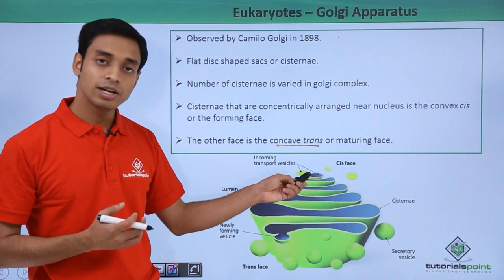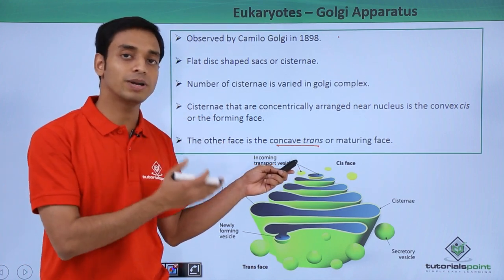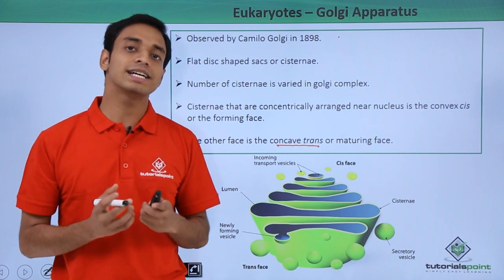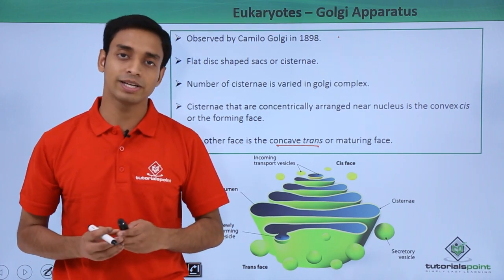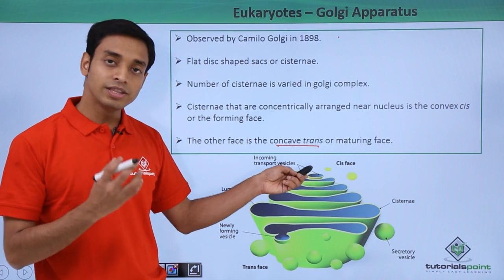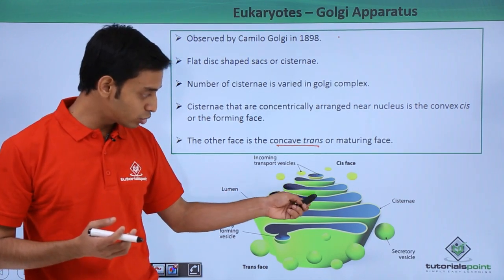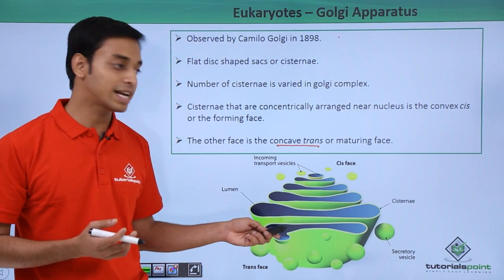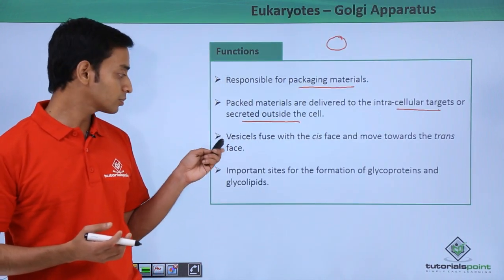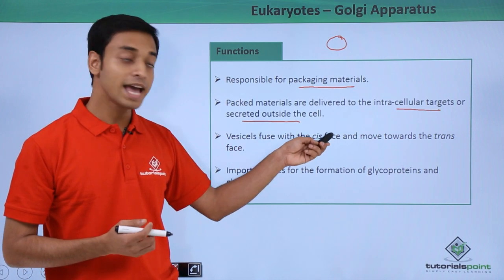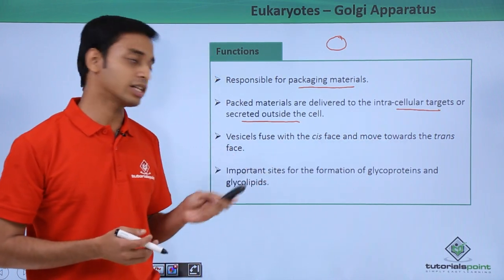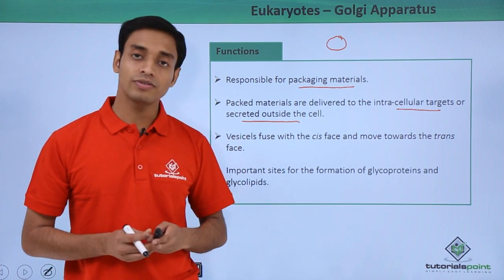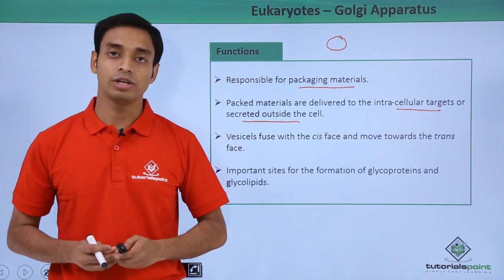This is the area which is associated with the endoplasmic reticulum, that is RER, the rough endoplasmic reticulum. The proteins synthesized from the endoplasmic reticulum enter here in the form of vesicles and slowly travel through these cisternae, and they are secreted from the trans phase as secretory vesicles. So vesicles fuse with the cis phase and then gradually move towards the trans phase. Also importantly, these are important sites for the formation of glycoproteins and glycolipids.